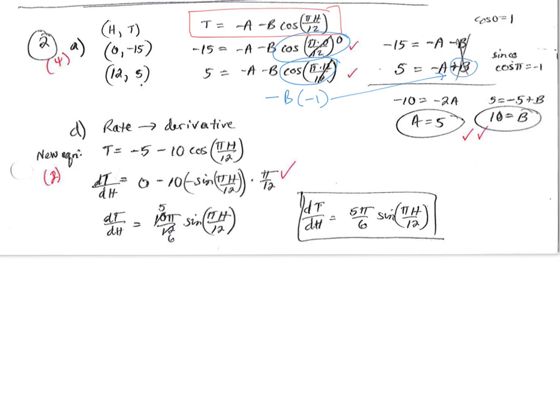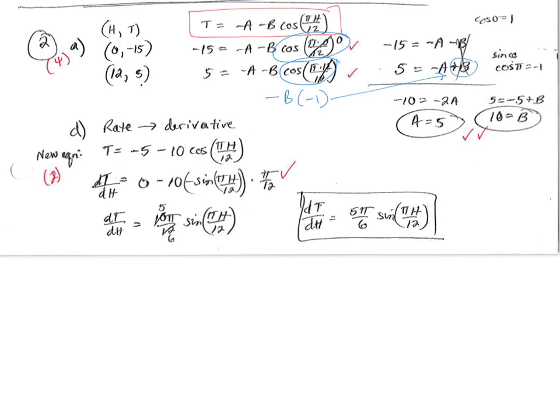There's a keyword there. It says find an expression for the rate that the temperature is changing with respect to H. So rate, we're looking for a derivative. That's the first thing that I noted. And so I did go ahead and rewrite my equation. This equation is my new equation after I put in the A and B values that I got. Because they had you solve that, they wanted you to use the new equation.